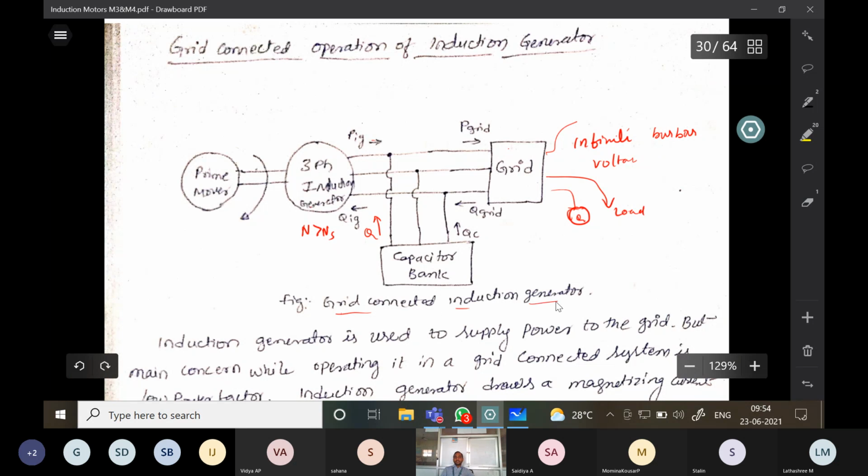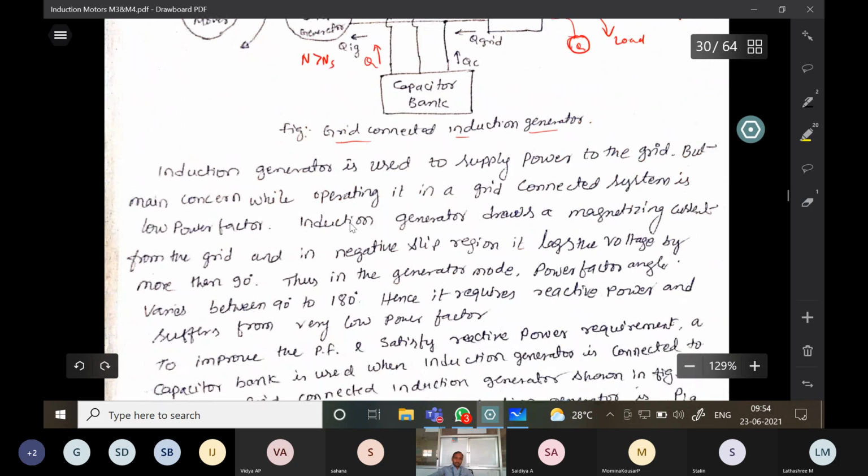So, the grid connected induction generator. An induction generator is usually used to supply power to the grid, but the main concern while operating grid connected is the low power factor. Because of the low power factor, we use a capacitor bank to improve it. The induction generator draws the magnetizing current, called IM, from the grid, in the negative slip region. So slip will be negative.